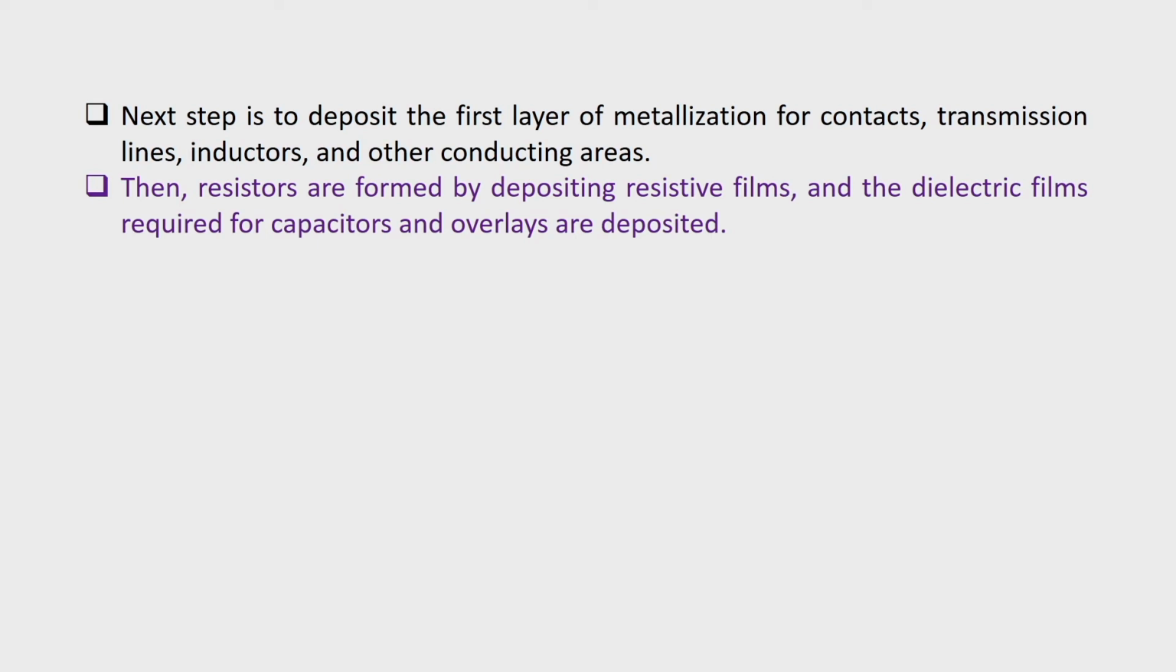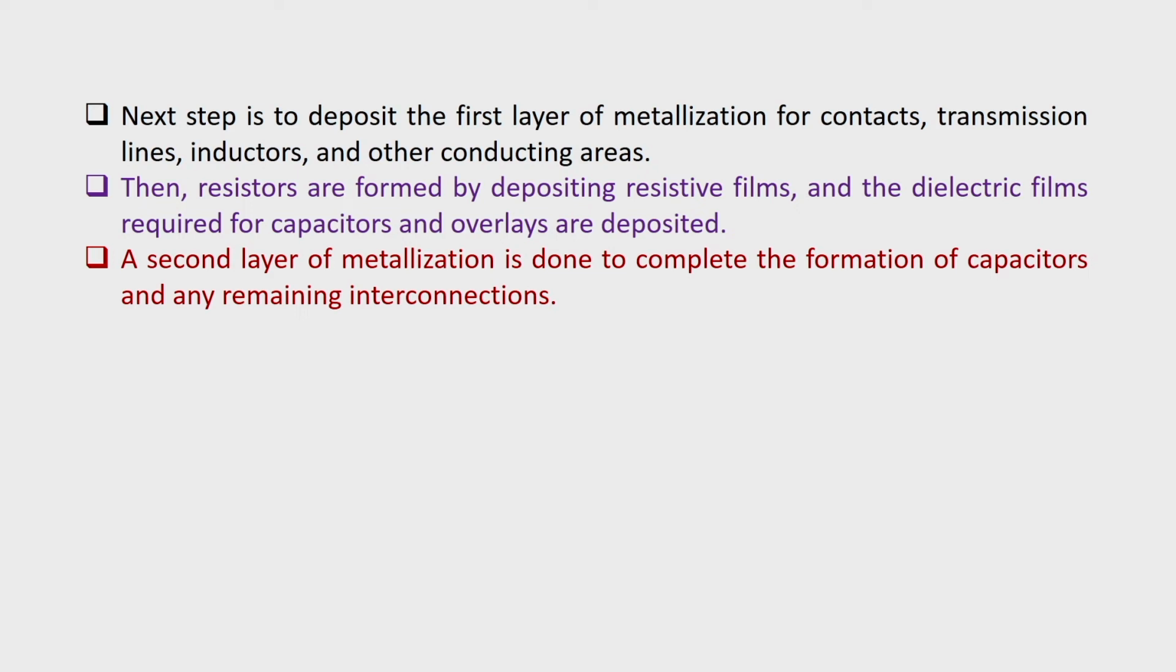Then resistors are formed by depositing resistive films, and dielectric films are required for capacitors, and overlays are deposited. A second layer of metallization is done. So, after doing the first layer of metallization, we deposit resistors and then dielectric films etc. for the capacitor. Then the second layer of metallization is done to complete the formation of capacitors and any remaining interconnections.